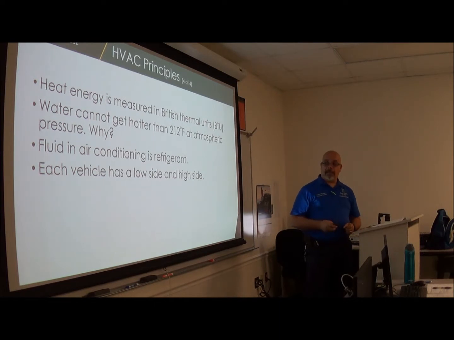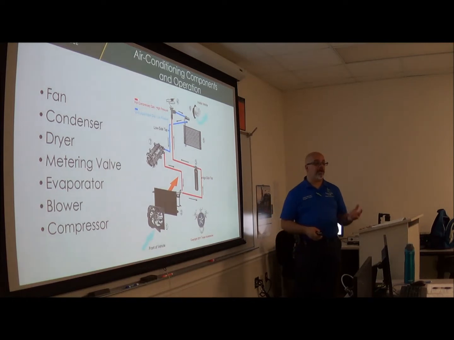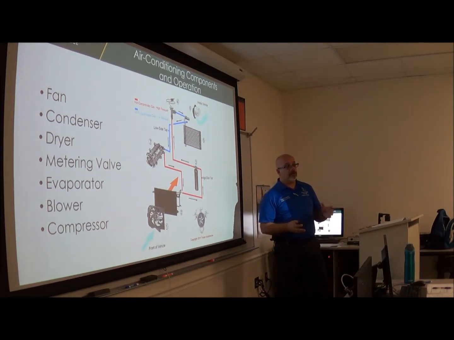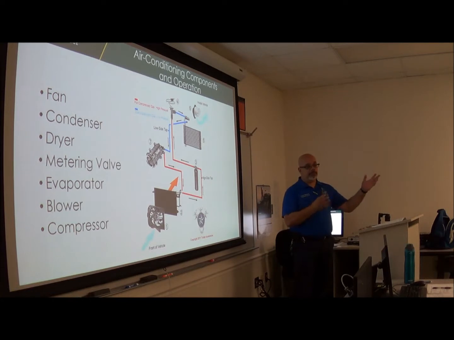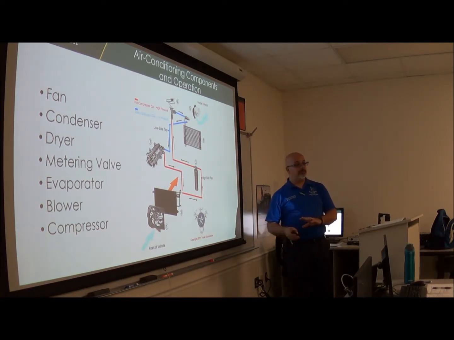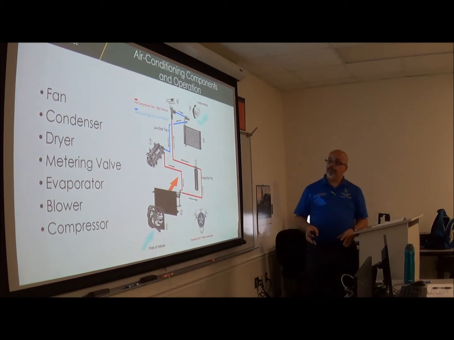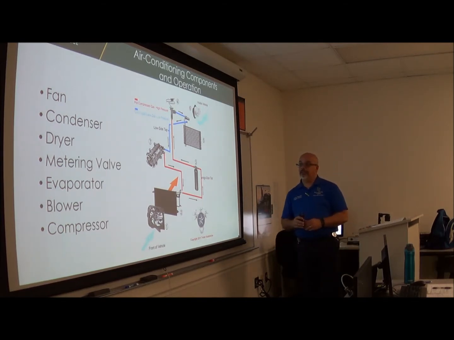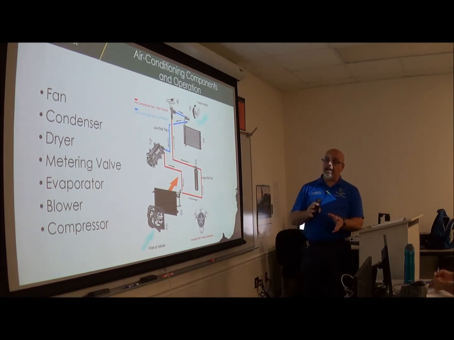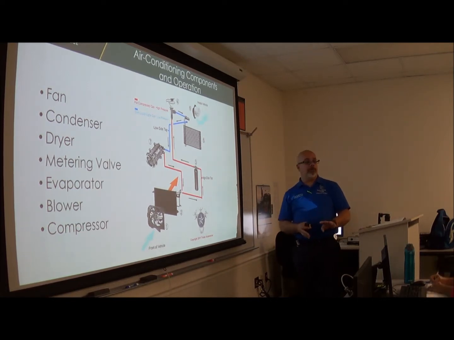The fluid in air conditioning is refrigerant. Each vehicle has a low side and a high side. There's a difference between a low side and a high side in regular HVAC systems in a house or a business or a building compared to what we have in a vehicle. In a vehicle, we use seven different components for the air conditioning system. In a house, we have kind of the same thing, but there are only four major components.